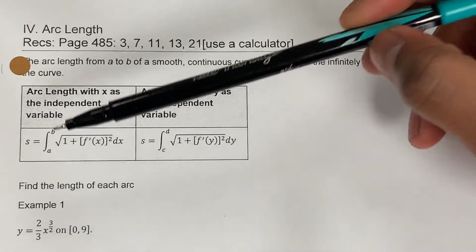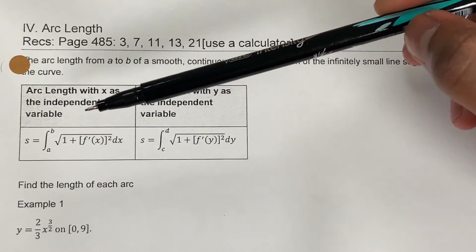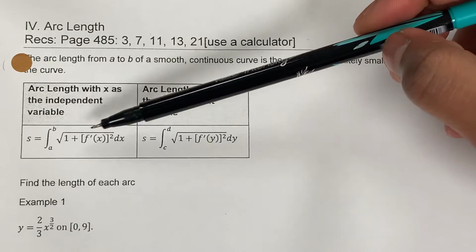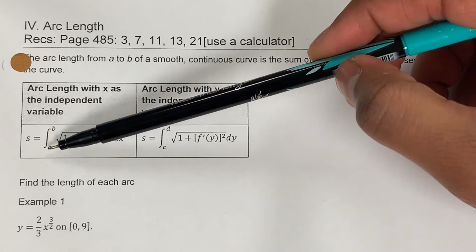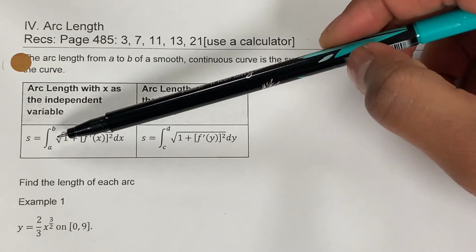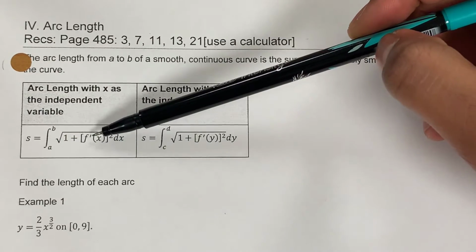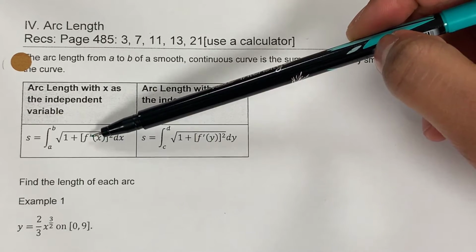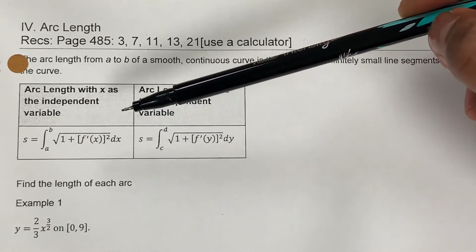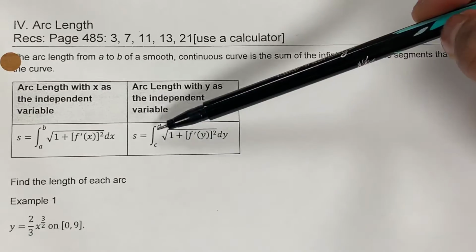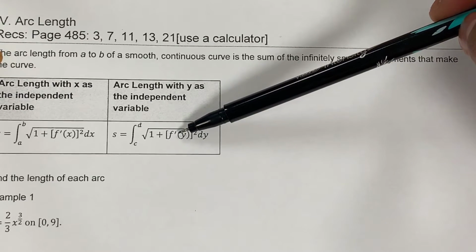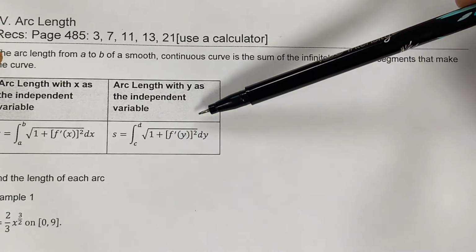If we have a function that is easier to express in terms of x, we're going to use the first integral, where s equals the integral from point A to B of the square root of 1 plus the derivative of whatever function squared dx. And if that function is easier to express in terms of y, it's going to be the same integral except we have the derivative in terms of y squared.